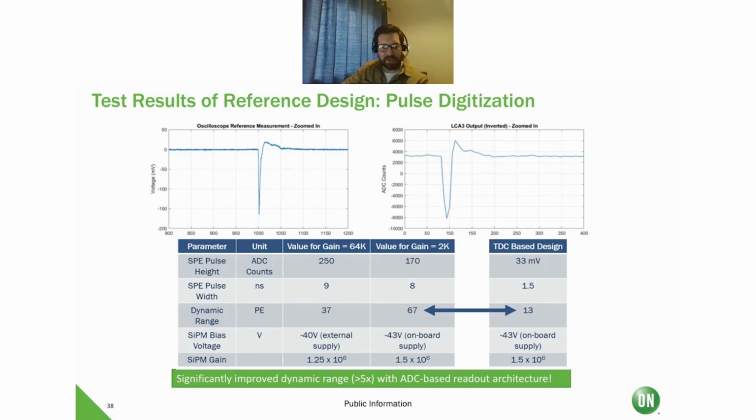So we can see the single photon height we just measured here in ADC codes. You get about 250 ADC codes for the gain of 64K, and about 170 for the gain of 2K. And on our TDC-based reference design, it's slightly different. It's about 33 millivolts. If we look at the single photon pulse width, for the ADC-based reference design it is between 8 and 9 nanoseconds. It is much shorter on the TDC-based reference design. We're at 1.5 nanoseconds on the pulse width.